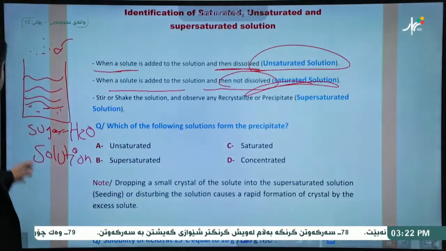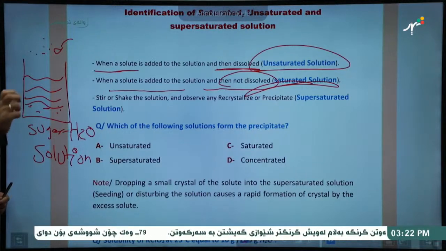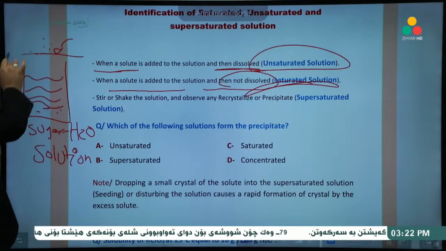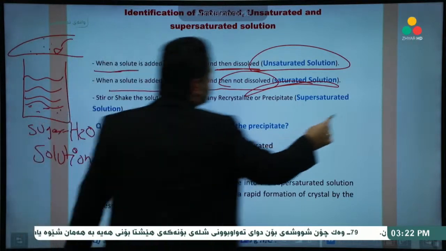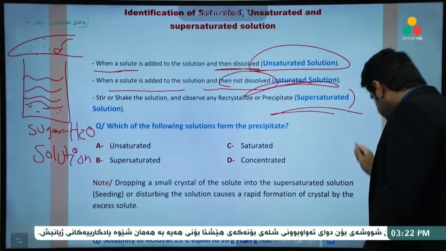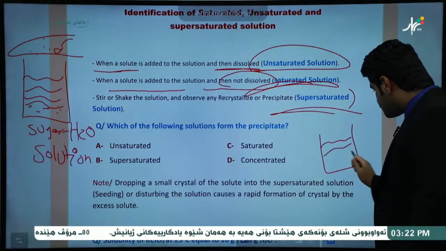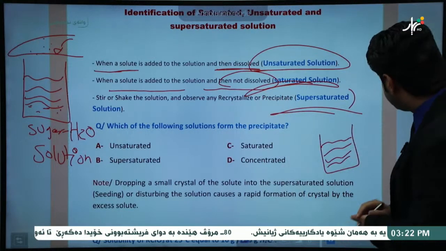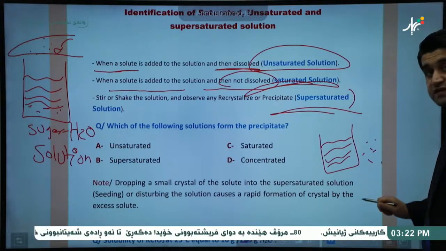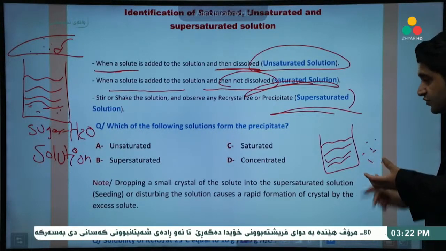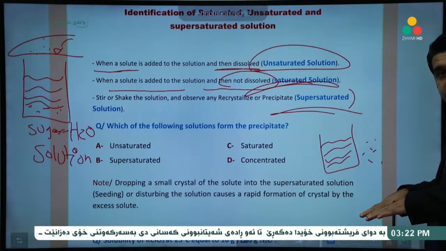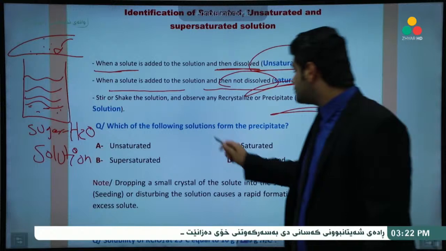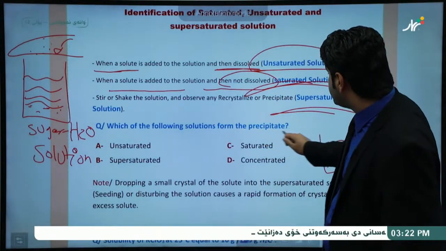But what will happen if we shake it, or if we stir it, and immediately crystals form without adding more salt? Look, to identify whether it is supersaturated or not, take a solution of sugar in water without adding any more solid. Just shake it. If crystals form, this is supersaturated. Or if the solution is cold and we cool it down, and again crystals form, it's supersaturated. Okay?